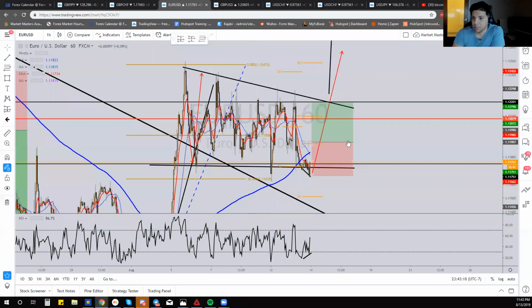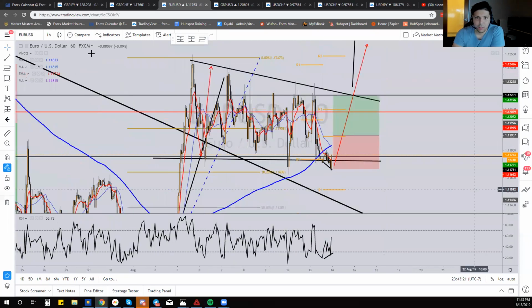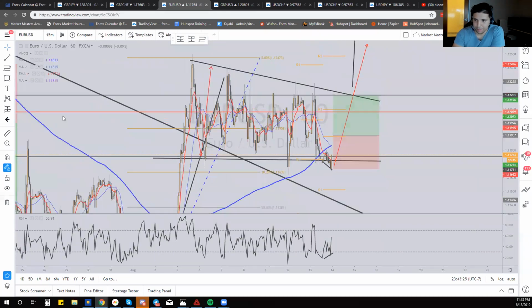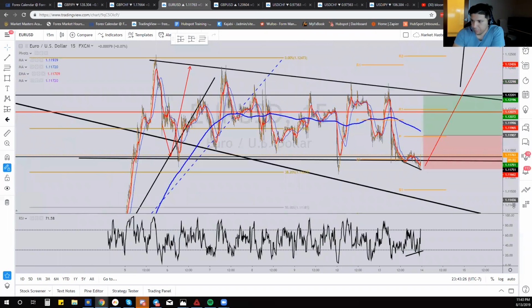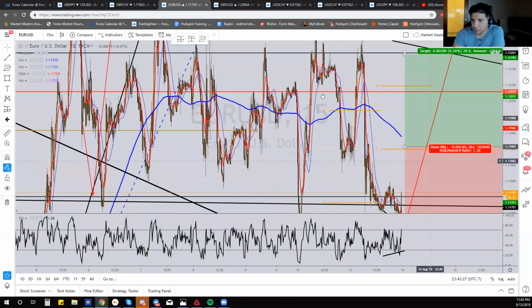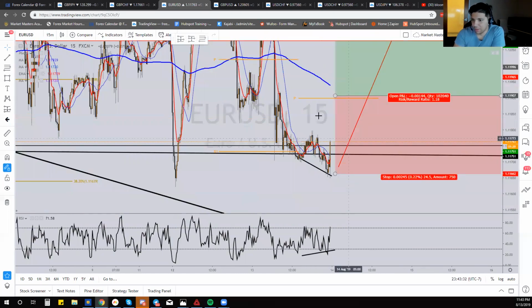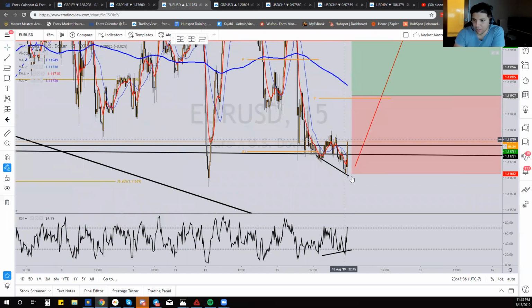So let's say Euro USD spiked. Yeah, it does have a spike, but it does have that engulfing pattern. But I would wait a little bit more than just getting in right now, because that could be a spike and then wick shooting down.